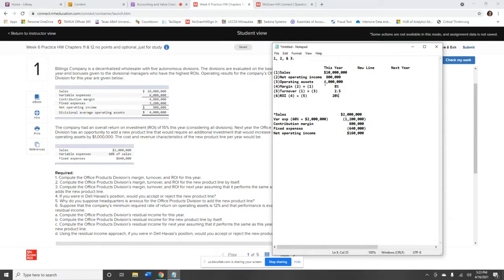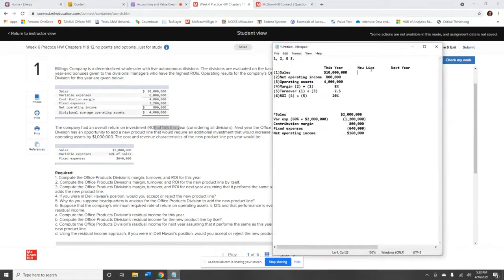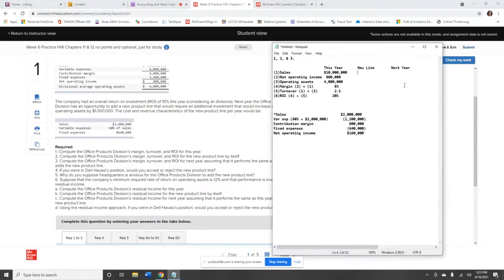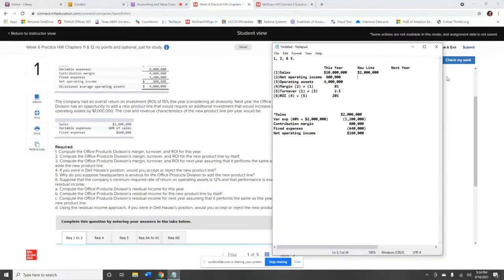So, gosh, let's see, what is the new line going to do for us, right? Because the overall company's ROI is only 15. All right, so yeah, so the new line, the sales they tell us are going to be, they're going to sell 2 million. Okay. And the net operating income, we're going to have to calculate that, right? Because all I've got is sales and variable expenses and fixed expenses. Oh, well, I already did that.